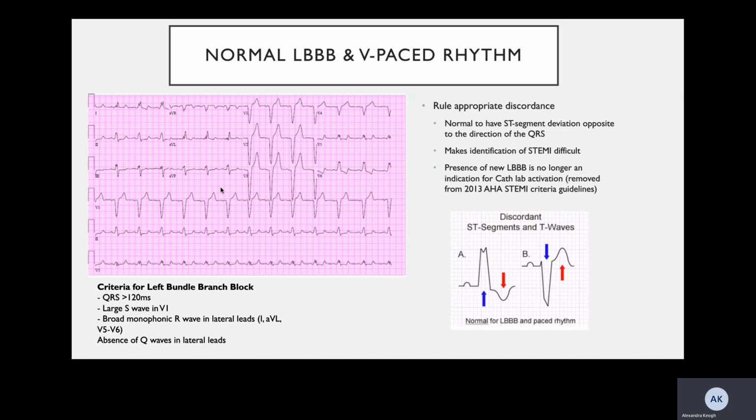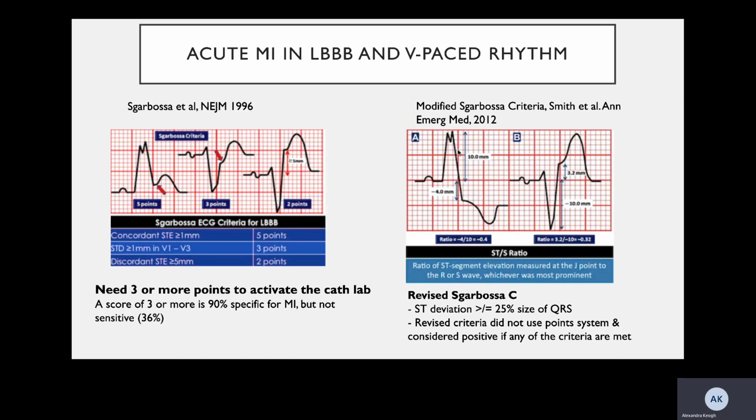And another thing to mention is that the presence of a new left bundle is no longer an indication for cath lab activation. This was removed from the guidelines in 2013, as you probably already know. Back in 1996, Sgarbossa developed an algorithm to help identify ischemia in patients with a left bundle. And this can also be applied to V-paced rhythms, although it's a little bit less sensitive.